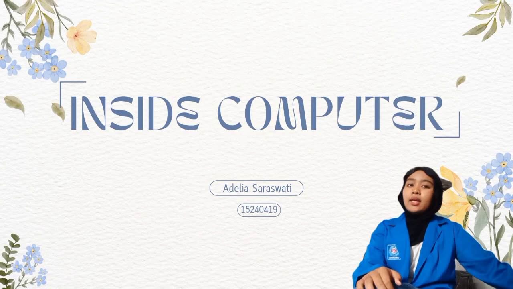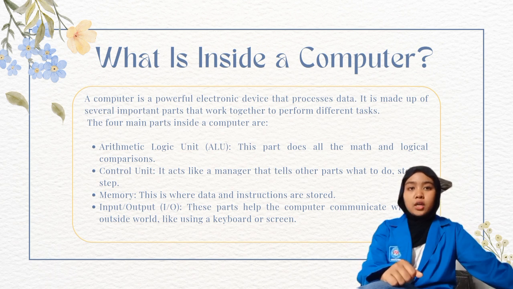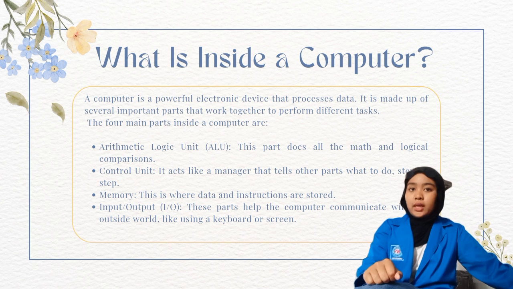The first title is Inside a Computer. What is inside a computer? A computer is a powerful electronic device that processes data. It is made up of several important parts that work together to perform different tasks. The four main parts inside a computer are: 1. Arithmetic logic unit, or ALU. This part does all the math and logical comparisons.